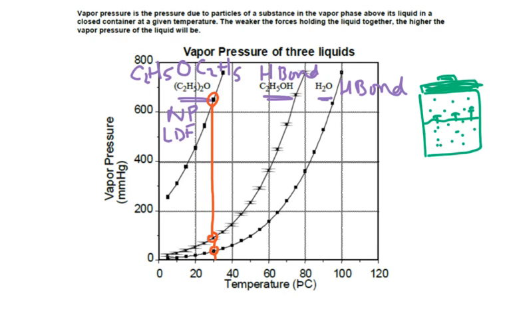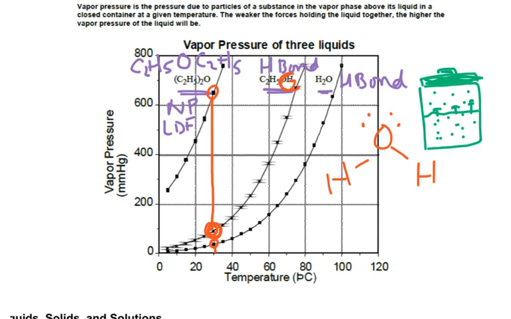All right. But then if we were to look at the other two, why would ethanol have a slightly higher vapor pressure than water? They're both hydrogen bonding, but remember water looks like this. Ethanol only has that one OH group. So ethanol only has one site for hydrogen bonding, while water has two. So since there's two sites, it's a stronger hydrogen bond. So that's why water's vapor pressure is even lower than ethanol's.